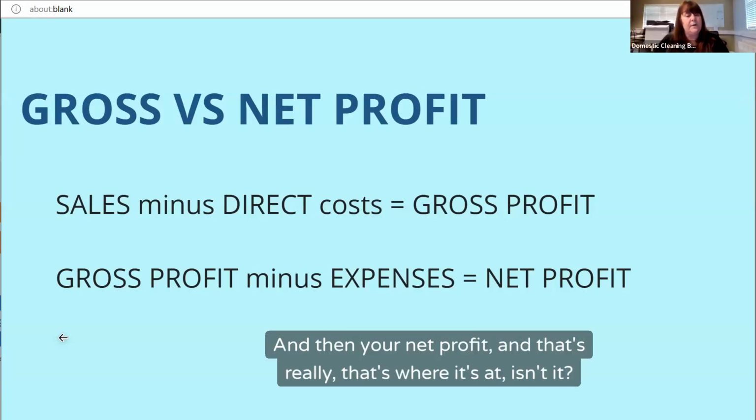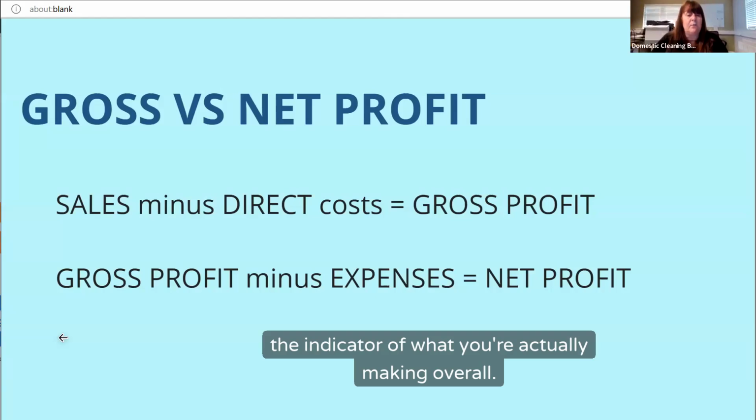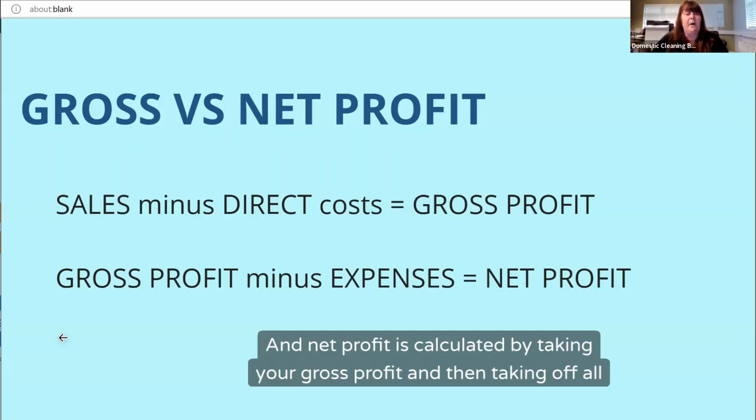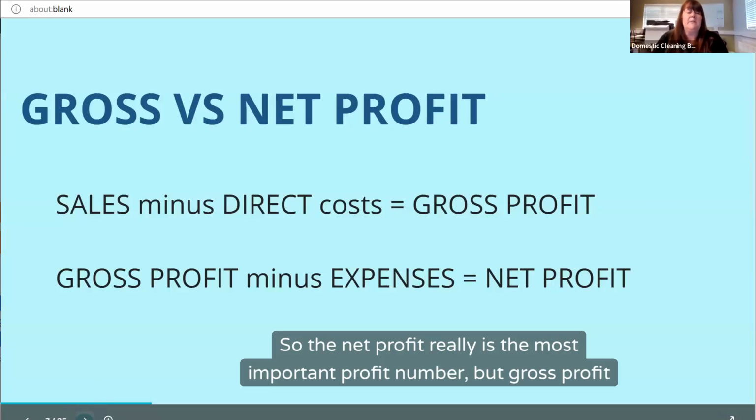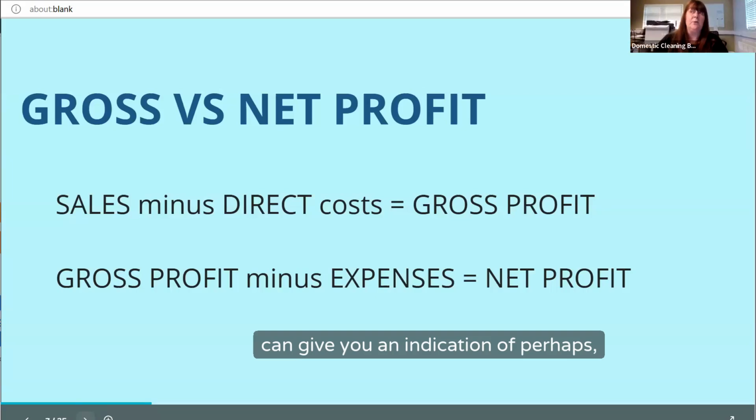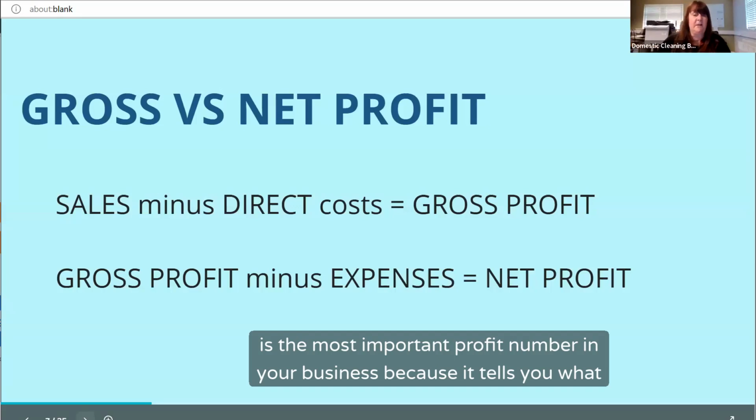And then your net profit, and that's where it's at, isn't it, for all businesses? Gross profit gives you one indicator, but net profit gives you the indicator of what you're actually making overall. And net profit is calculated by taking your gross profit and then taking off all your other expenses. And that will give you your net profit. So the net profit really is the most important profit number, but gross profit can give you an indication of perhaps you're not charging enough to cover the wages, for example.